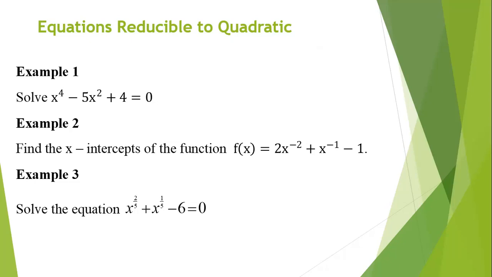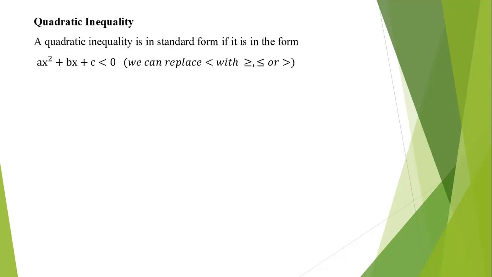Also, in this third one, I can see that x raised to power 1 over 5 is common, because I can get x raised to power 1 over 5 from x raised to power 2 over 5. Then if you say let x raised to power 1 over 5 equal y, then I have y squared plus y minus 6 equals 0, which is still quadratic. Then you solve. When you get the solution, you get back the values of x.